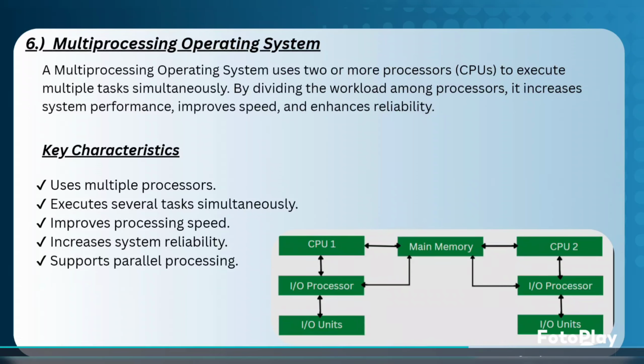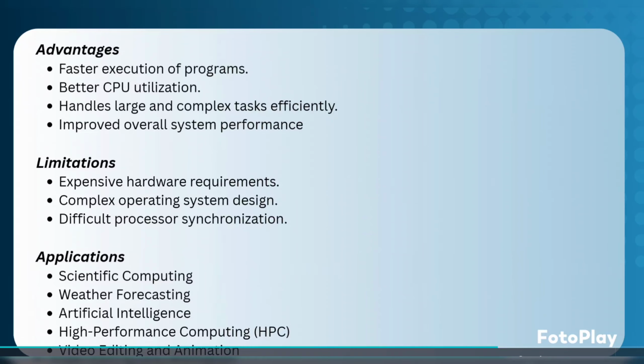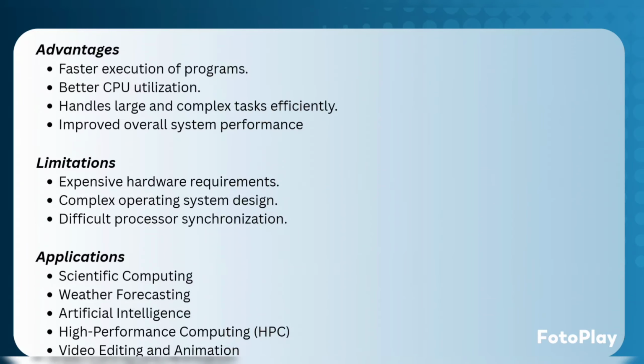Its key characteristic is that it uses multiple processors, executes several tasks simultaneously, and supports parallel processing. Its biggest advantage is faster execution of large and complex tasks, and it handles them efficiently. However, this type of system requires expensive hardware and it is more difficult and complex to design. It is mainly used in scientific computing, weather forecasting, AI, and video editing and animation.